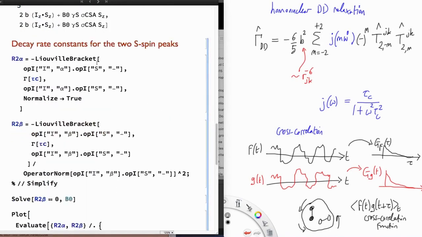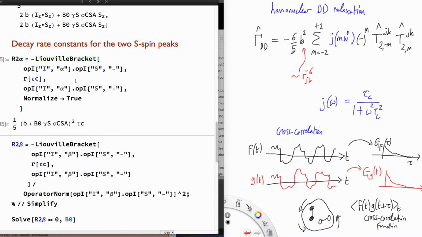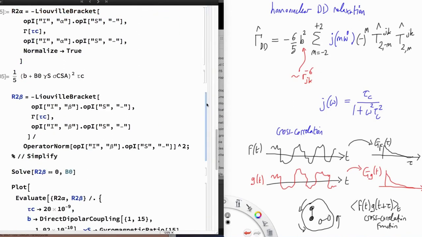In fact, we can do this analytically as well. So we can use the Liouville bracket construction, but now using operators which belong to each transition of the two spins. So this operator here, we have a minus one quantum coherence operator for the S spin, nitrogen 15, but the one which belongs to the alpha state of the proton. So the K constant of that, which is relevant to the line width of that transition, the alpha transition, may be derived this way, and we get a particular analytical expression for it.